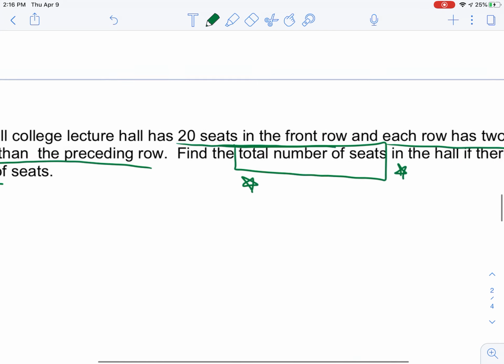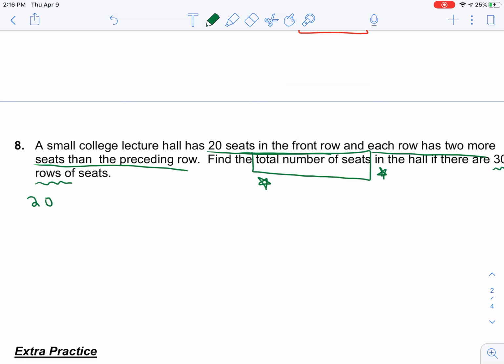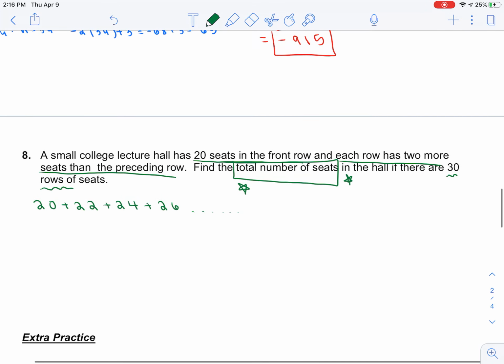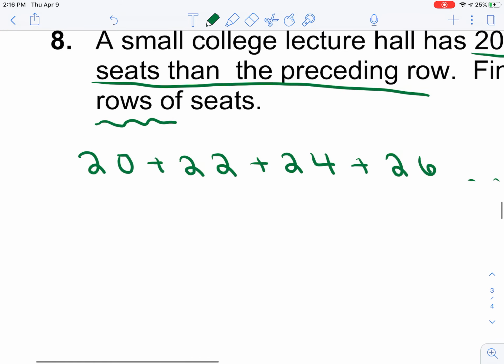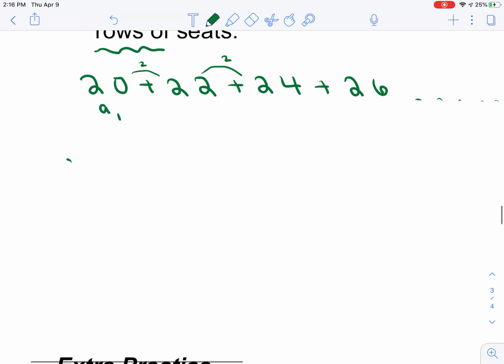So let's start by writing out our series. I have 20 in my first row. And then each row has 2 more. So that means the next row would have 22. The next row would have 24. The next row would have 26. And this would keep on going until we got to the 30th row of seats. So this represents my a sub 1. Now, my common difference is that I keep adding 2 to get to the next row. So we have a sub 1 equaling 20, and then I have my common difference equaling 2.